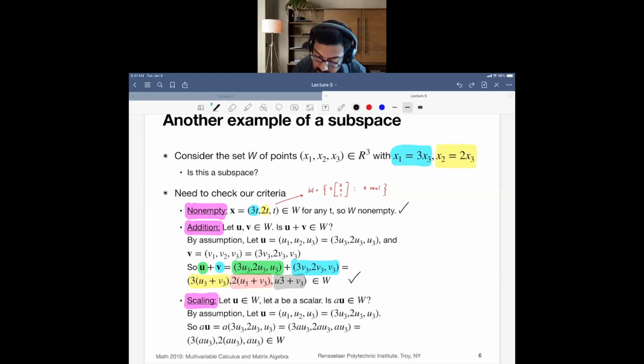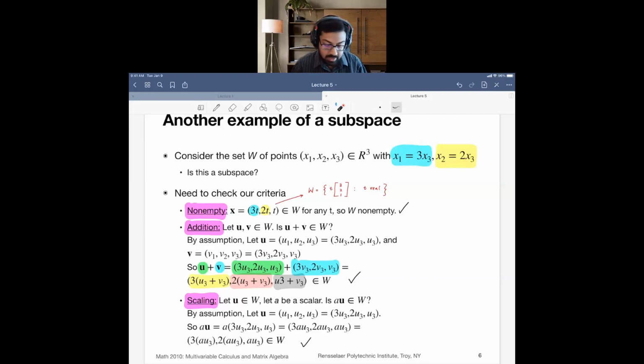I can also say that this is also a check mark here, right? So it has satisfied all our 3 criteria, which essentially indicates that this is going to be a subspace. W is a subspace in R cube where x1 equals 3x3 and x2 equals 2x3.